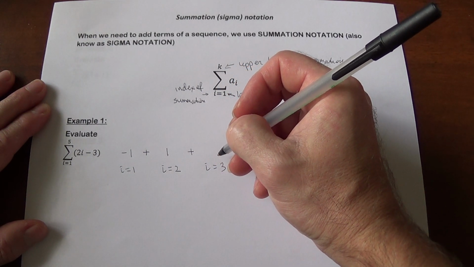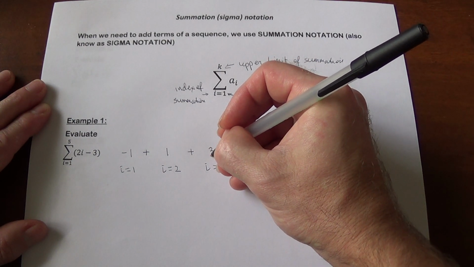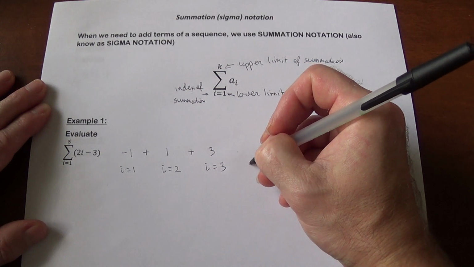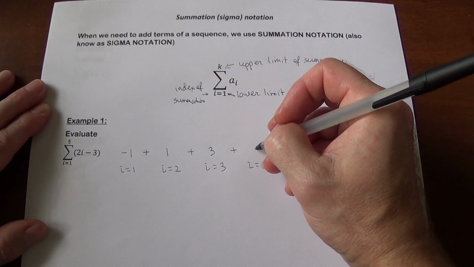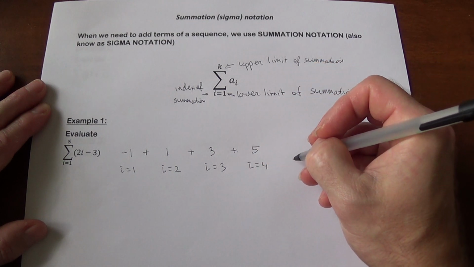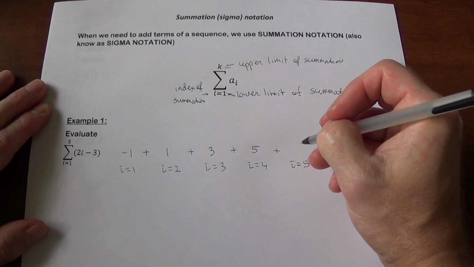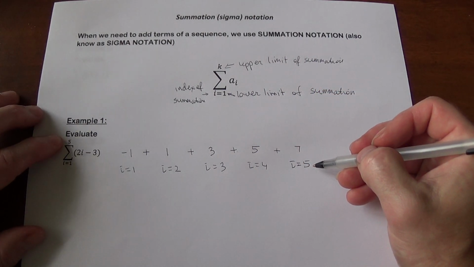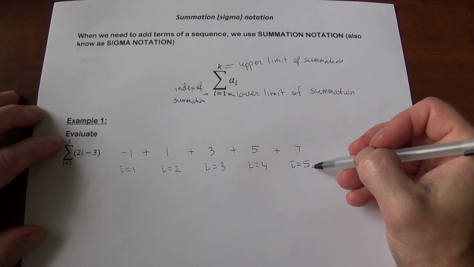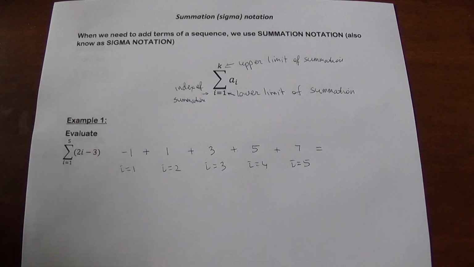When you substitute 3 in there, you're going to get 3. Then we're going to make i equal 4, which is going to give us 5. And we're going to make i equal 5, which is going to give us 7. We do not go above 5 because this is when we reach our upper limit of summation, so we are going to stop there. And all we need to do at this point is just add the numbers together.